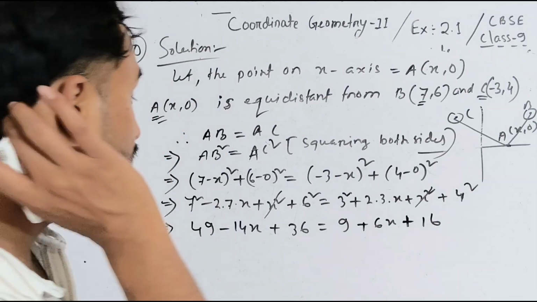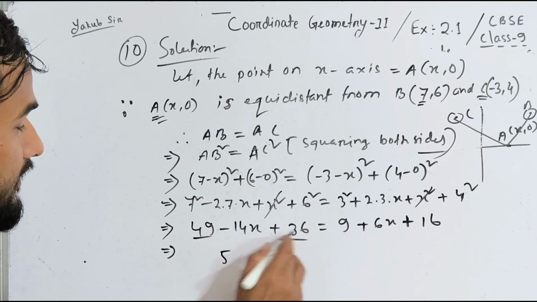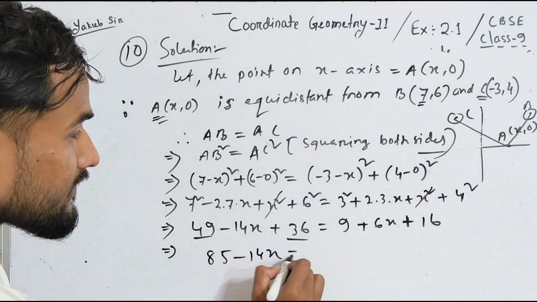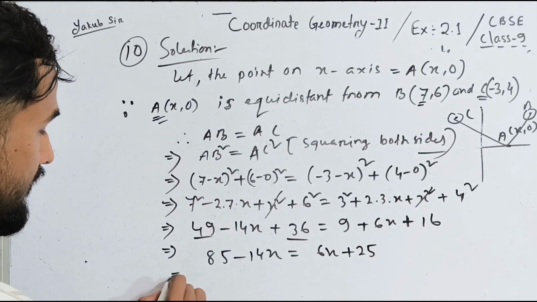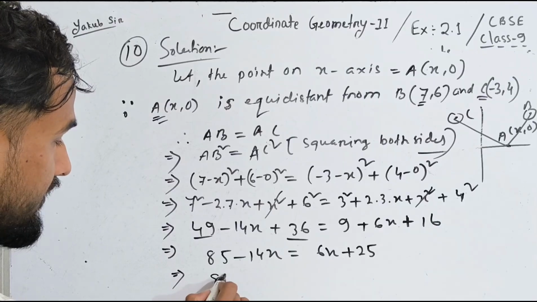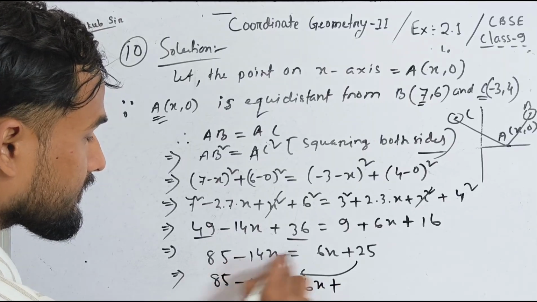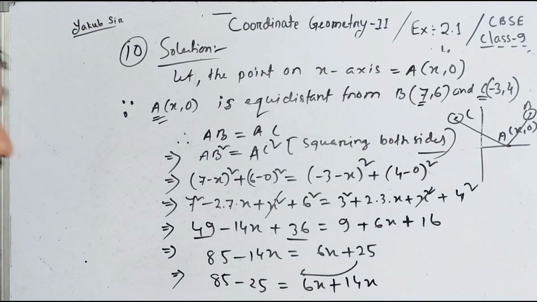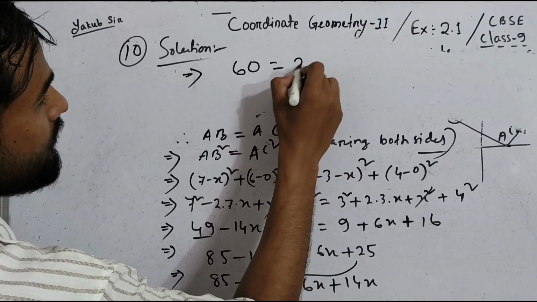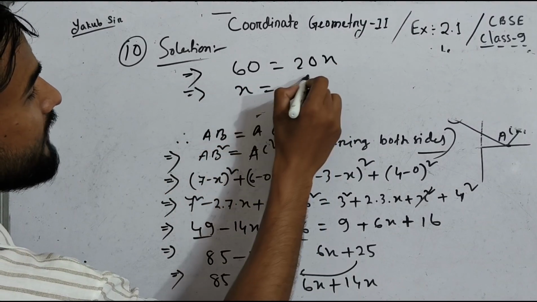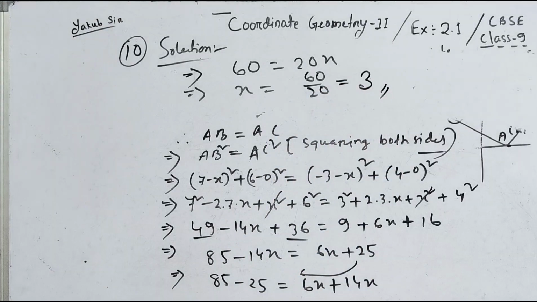Okay, now we shall find out the value of x. 49 plus 36, how much? That's 85, minus 14x, equals 6x plus 25. Then 85 minus 25, equals 6x plus 14x. That gives 60 equals 20x, and finally the value of x equals 60 by 20 equals 3. This is the value of x. We already found it.